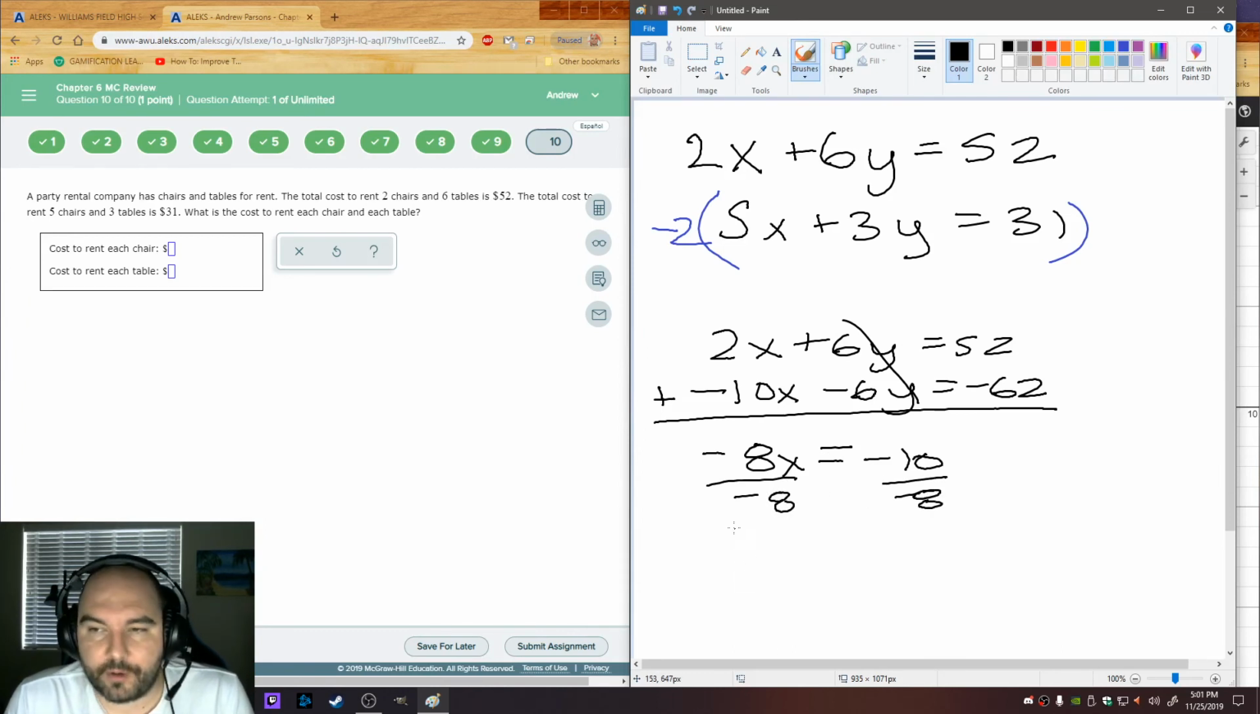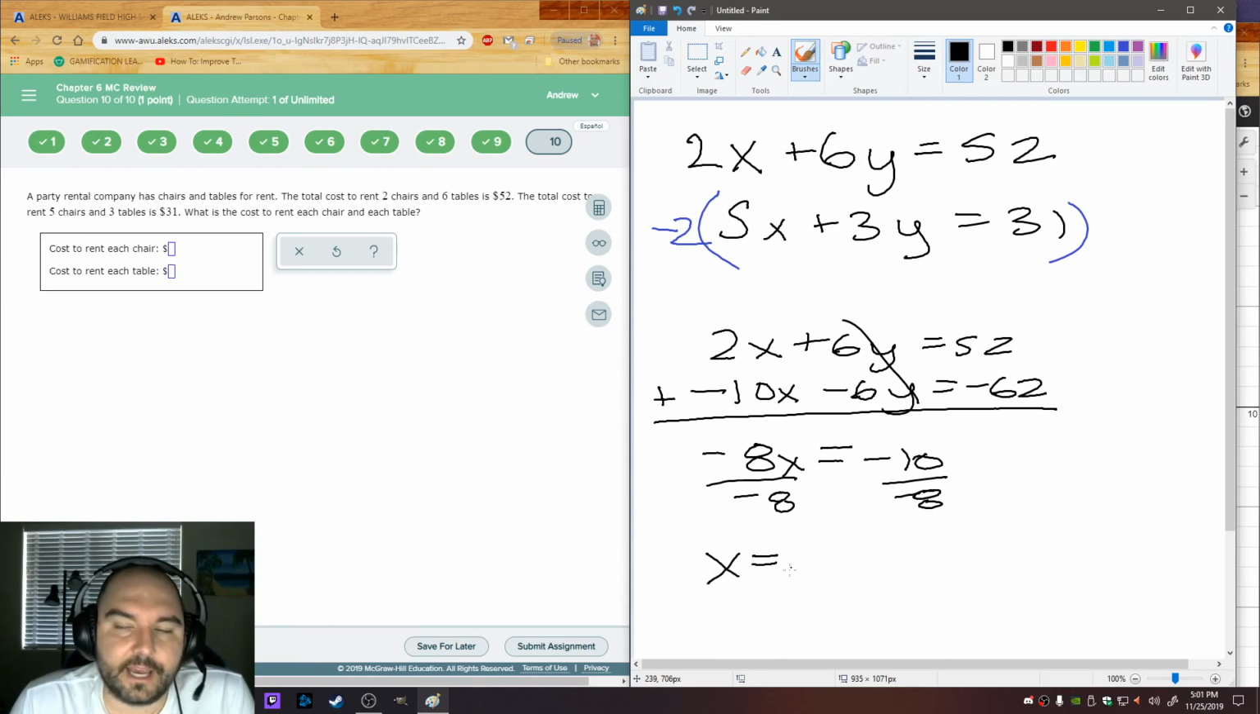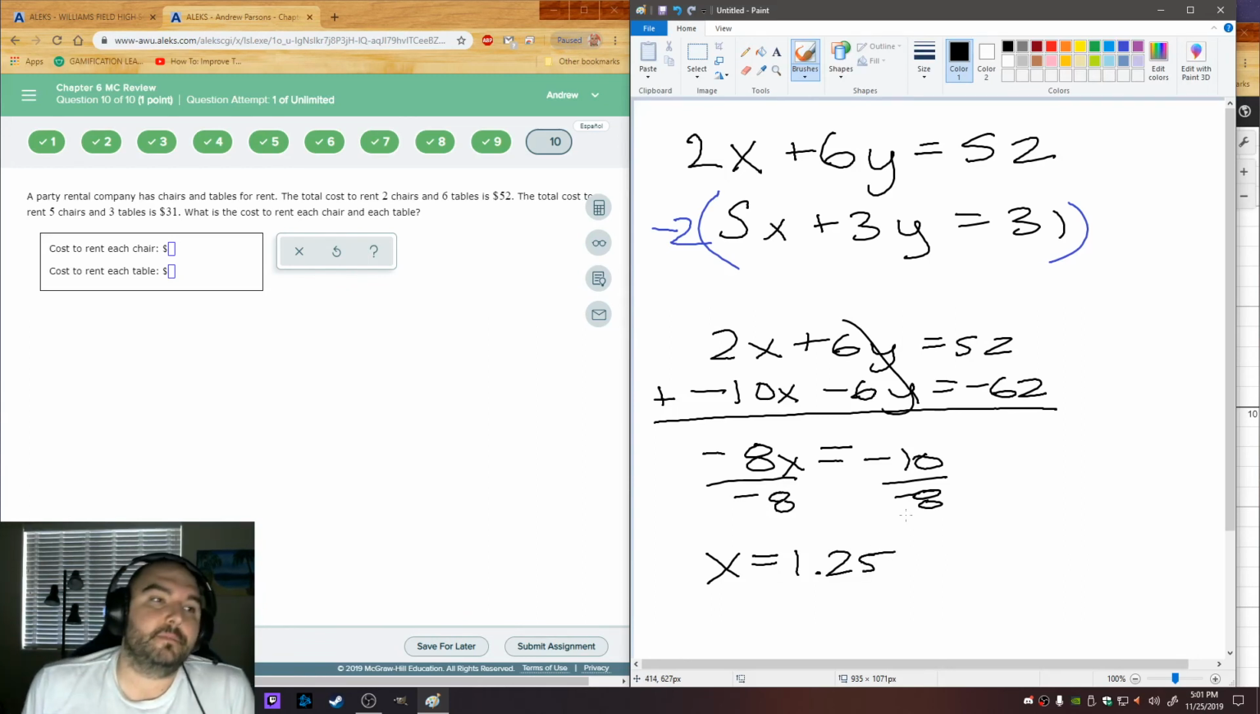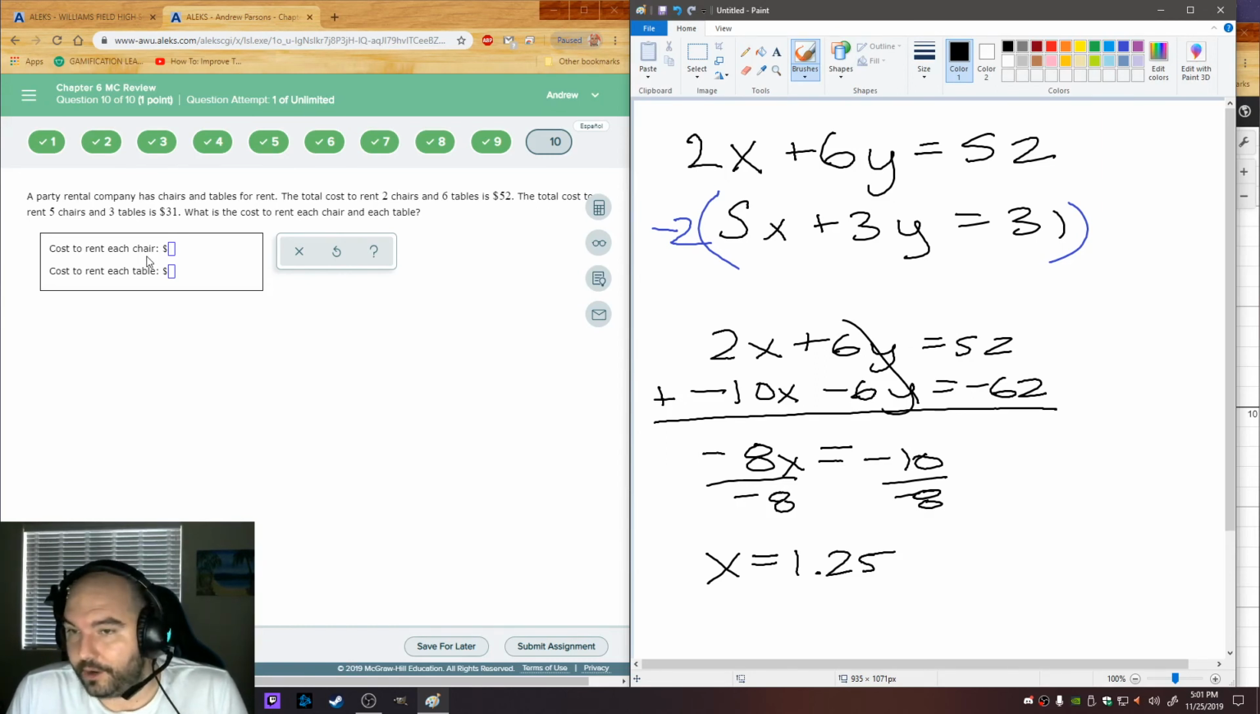Almost none of the problems so far... wait, was there even a problem that had this? None of the problems so far had any decimal answers, but -10 divided by -8 is 1.25. That is fair game, I feel like, in these problems, because the cost to rent chairs and tables could be something with a decimal.